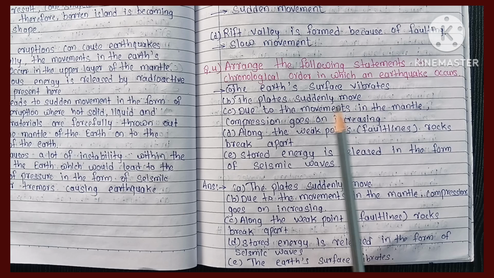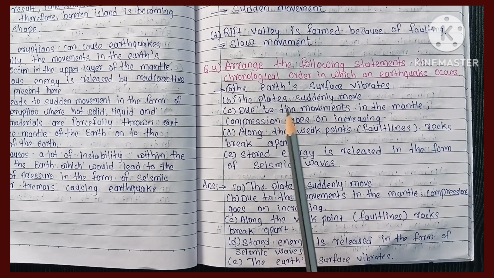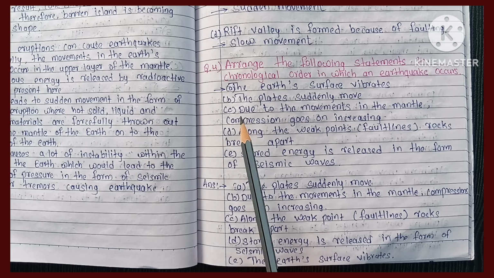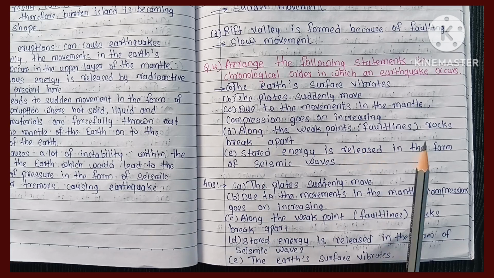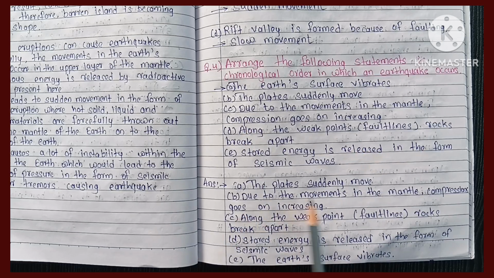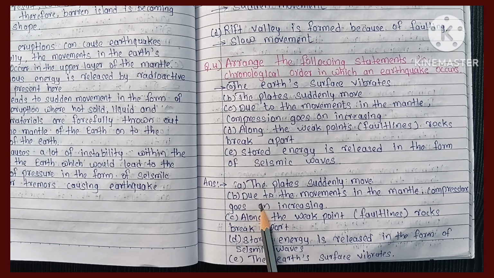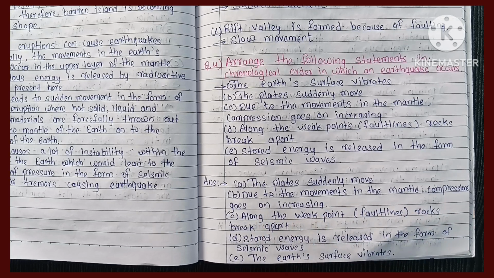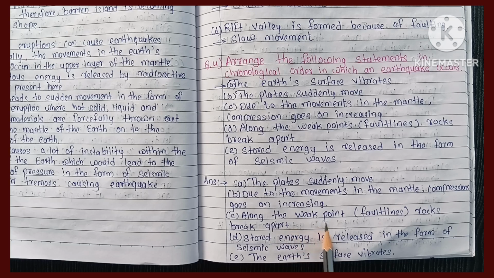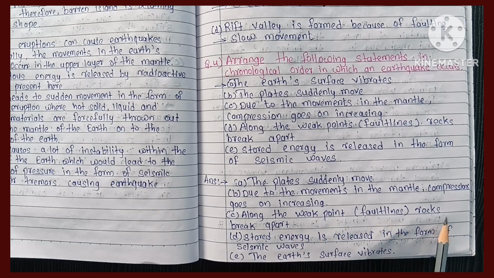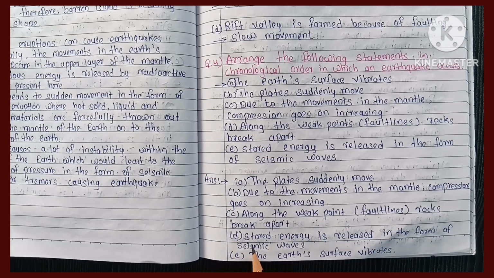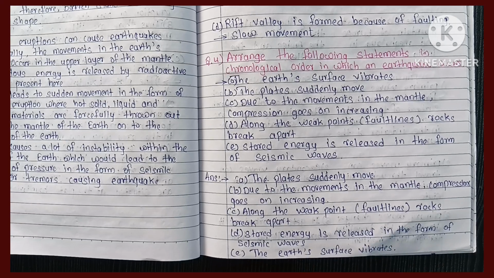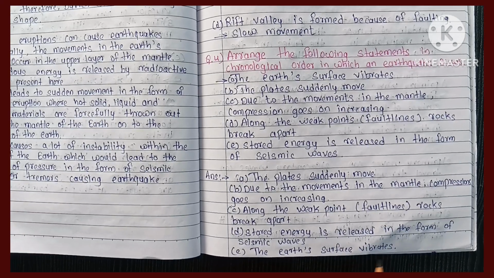Question: arrange the following statements in chronological order in which an earthquake occurs. Here we have to arrange them in chronological order. First, the plate suddenly moves. Second, due to the movement in the mantle, compression goes on increasing. Third, along the weak points, fault lines, rocks break apart. Fourth, stored energy is released in the form of seismic waves. Last, the earth's surface vibrates.